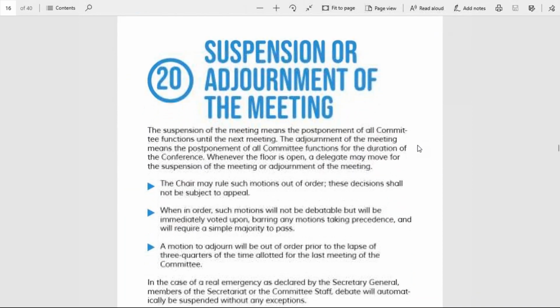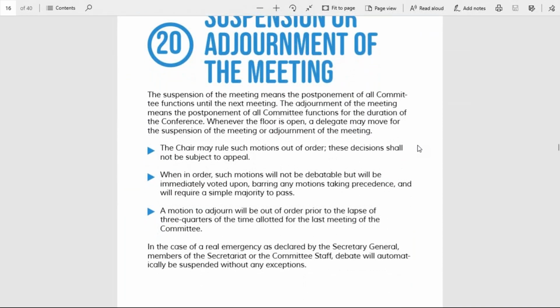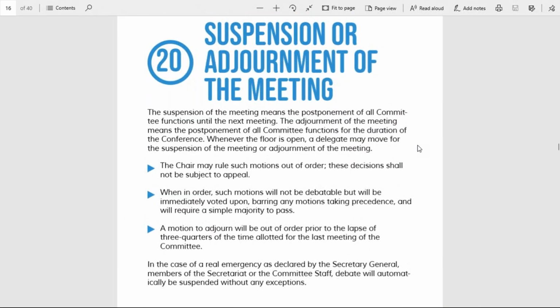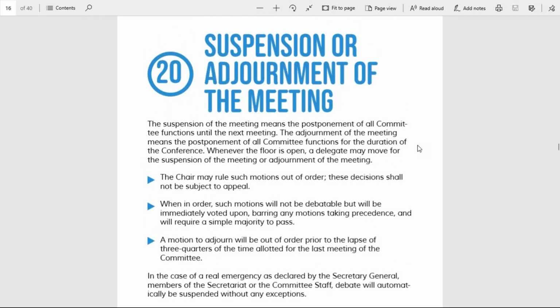Okay. So, suspension or adjournment of meeting. There's a difference between these two. Suspension of debate is what usually happens. Let's say you're there on a day like Tuesday, you have 2 committee sessions. So on Tuesday, you will suspend debate at lunchtime to come back in the afternoon.